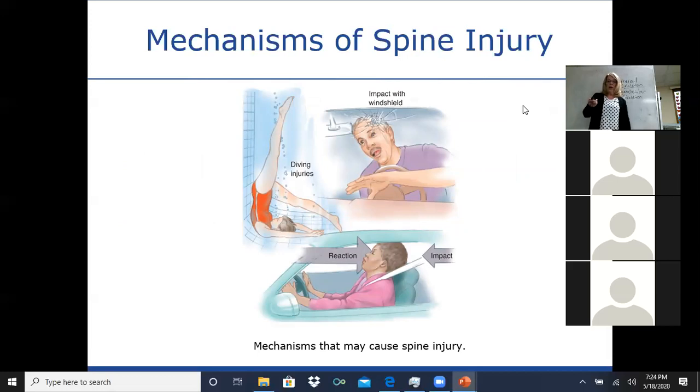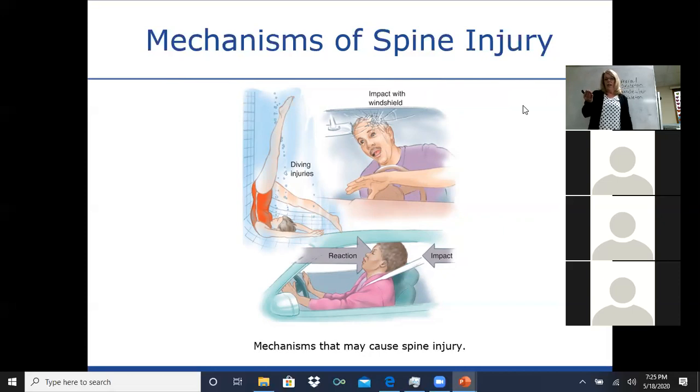So when we think about mechanisms, what do we want to think about? Well, here are some examples. First of all, if you are in a car accident and unrestrained, think about the mechanism. What did they hit? They went forward, they came back. All of that weight of body and head and neck. And if you've ever been shoved in the back, what happens? Your body goes forward, but your head goes back. Opposite directions can cause actual fractures of the vertebrae.